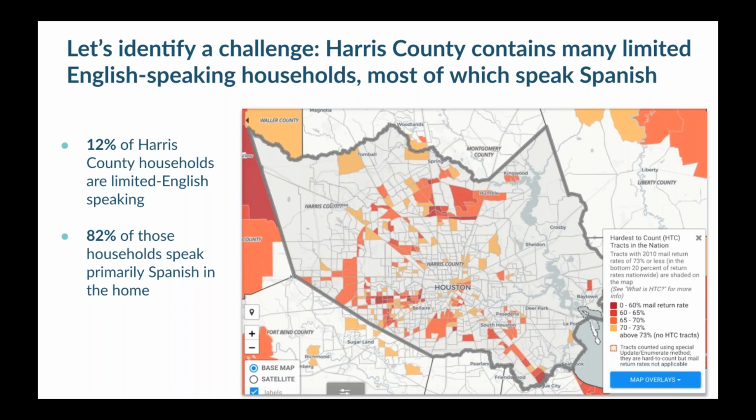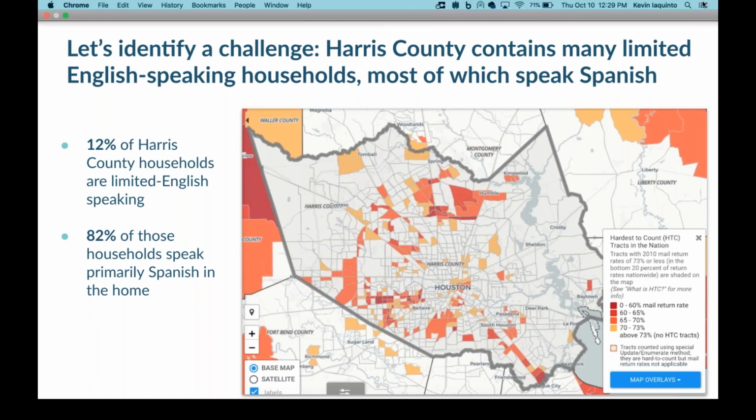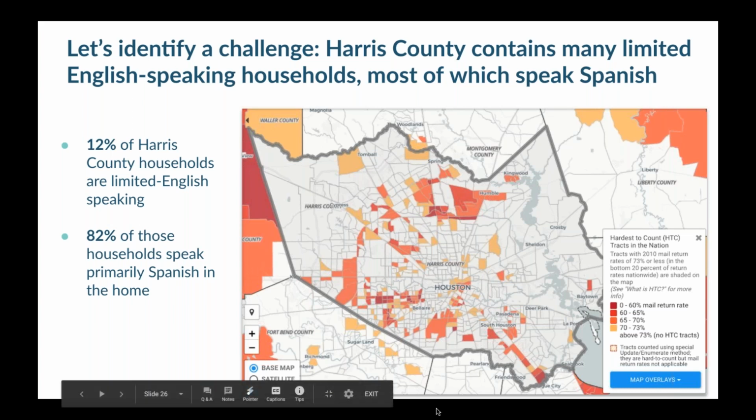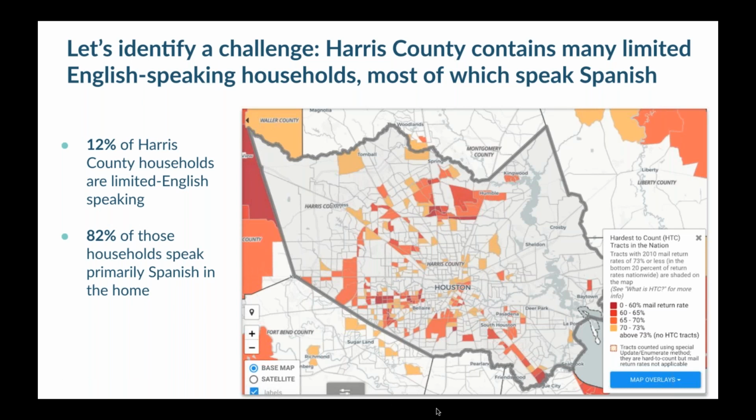So within Harris County, some areas are going to be harder to count than others. Here is a screenshot from the CUNY tool that we showed earlier with the 2010 mail return rates plotted for every tract. And we can see that there are some tracts that had much lower return rates than others, so likely we'll want to focus on those. So with that context, we want to think about what is a specific population within Harris County that we can do specific census engagement with to make sure that we're able to count those the best.